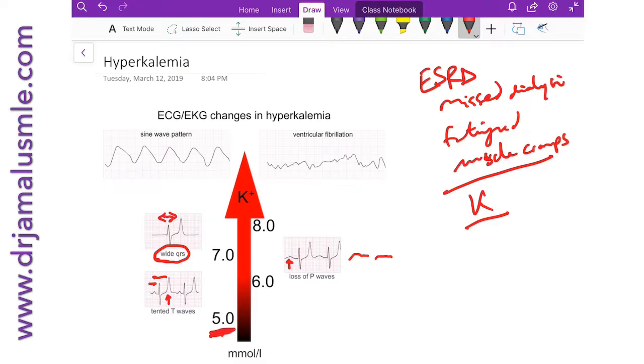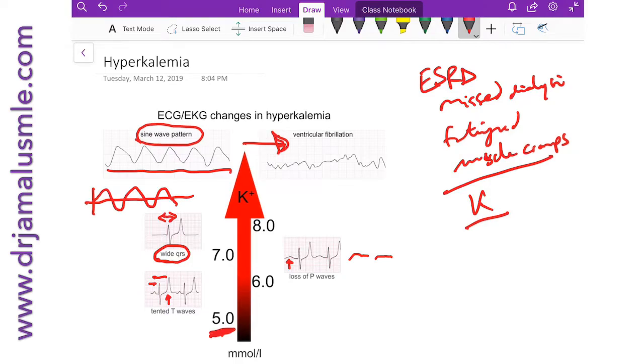And if your patient is very unfortunate, you might see this pattern, the sine wave pattern. So basically, if you remember in mathematics, the sine wave starts like that. And this is exactly what you will be seeing on EKG. In that case, your patient is very close to getting VFib and cardiac arrest.